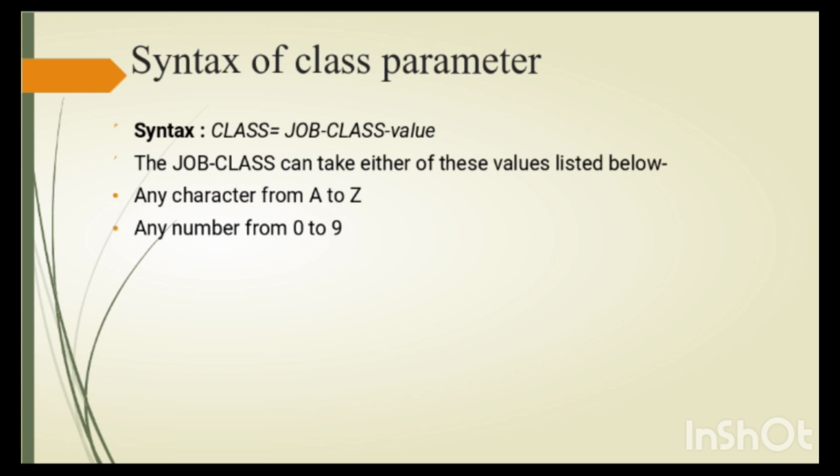Okay, first of all please remember this thing: class has only a single alphanumeric or single numeric character value. It is only one byte of character value. So it is namely A to Z or 0 to 9. Okay, this parameter assigns a class to a job.